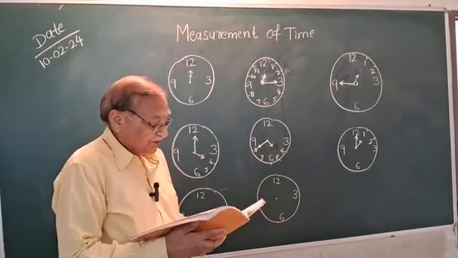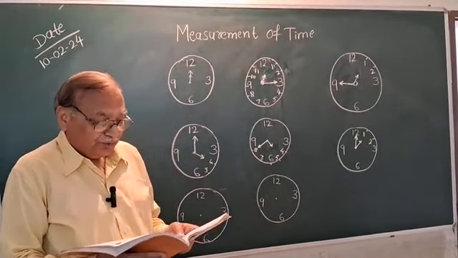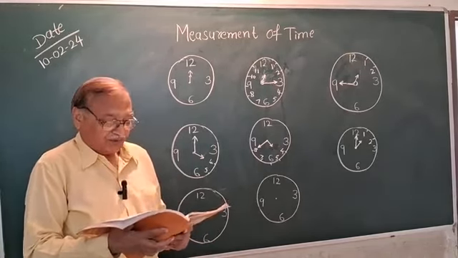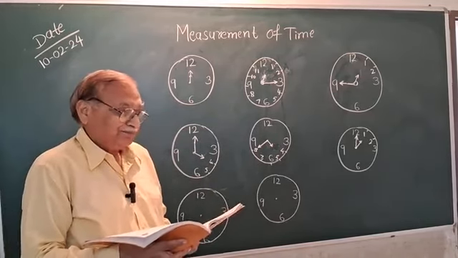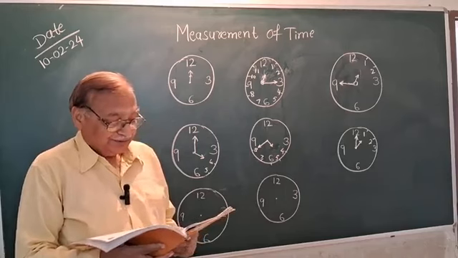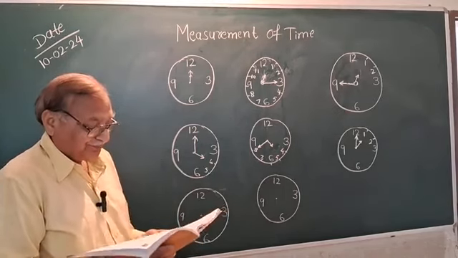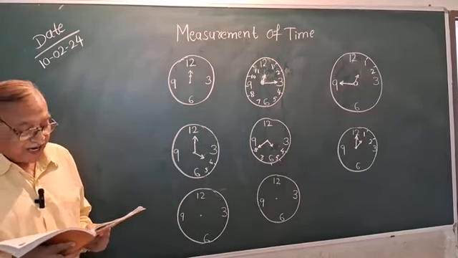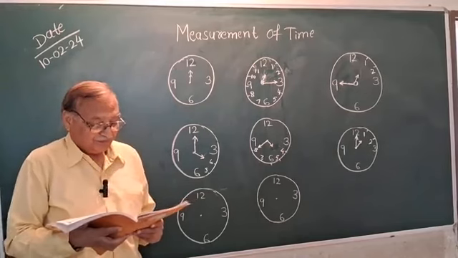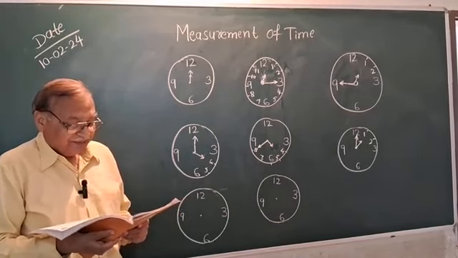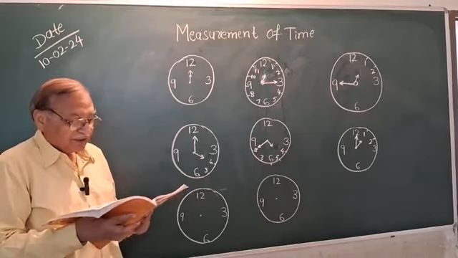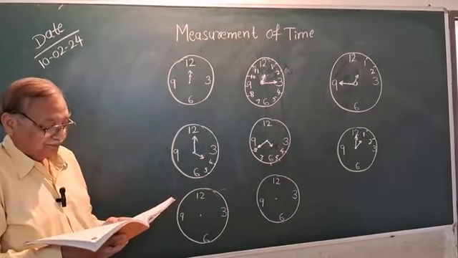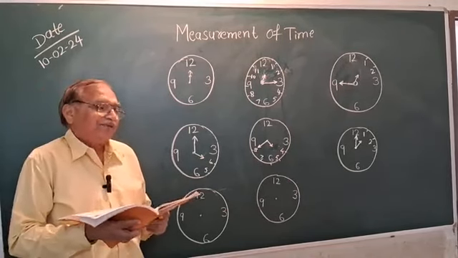Nandu. When the minute hand reaches 2, it will be 10 minutes past 12. And when it reaches 3, it will be 15 minutes past 12. Then we will see that the hour hand has also moved forward a little bit.